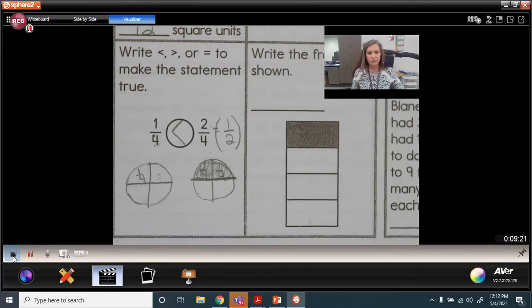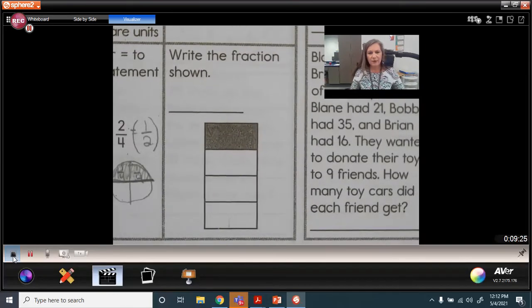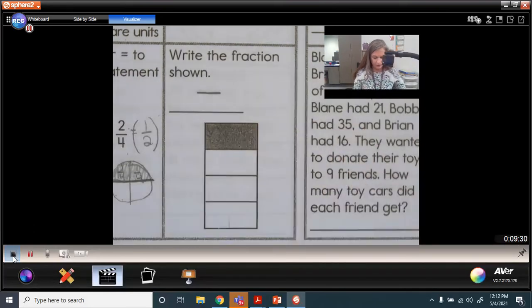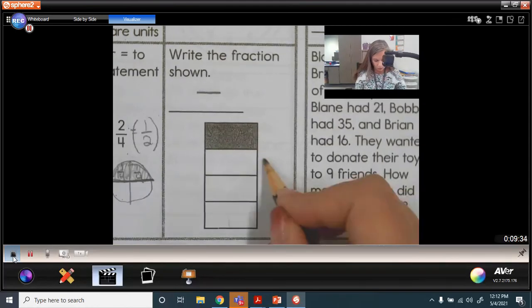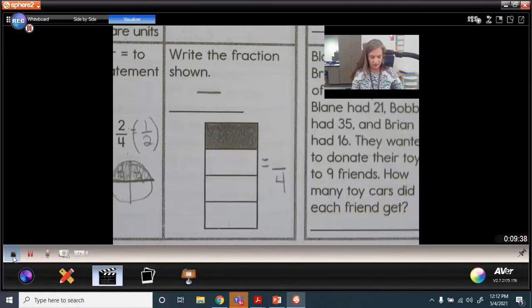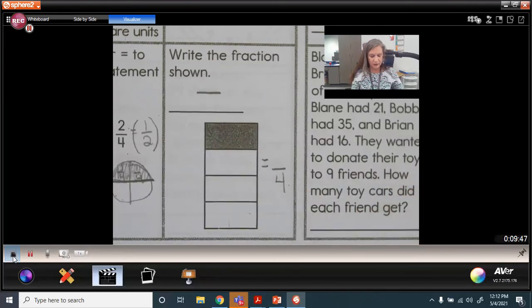All right, now let's take a look at our last fraction problem, and it says write the fraction shown. Well, remember the denominator, this is a one whole rectangle, right? This one whole rectangle is broken up into 4 equal pieces. That tells me my denominator is how many parts are in the whole. Now, we're assuming that we're talking about the shaded pieces here.